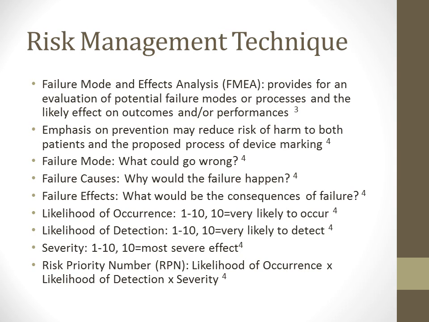The way it works, there's a chart, and you have all these criteria. You have the failure mode, what could go wrong; failure causes, why would the failure happen; failure effects, what would be the consequences of those failures; and the likelihood of occurrence, which you rate from 1 to 10, 10 equaling very likely to occur. Then you also have to take into consideration the likelihood of detection of that failure from 1 to 10, again, 10 being very likely to detect. Then you want to assess the severity of that failure. If that failure occurs, how severe is it to the patient or to the entire process of marketing that device in the United States? Again, 10 being the most severe effect. The risk priority number is the likelihood of occurrence times the likelihood of detection times the severity of the failure occurring.